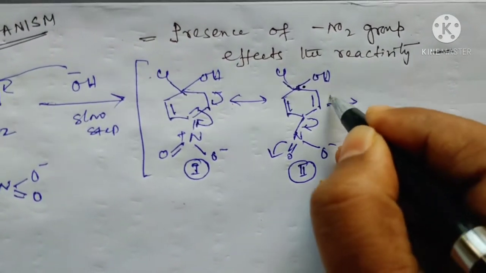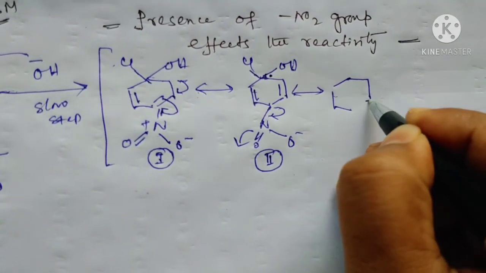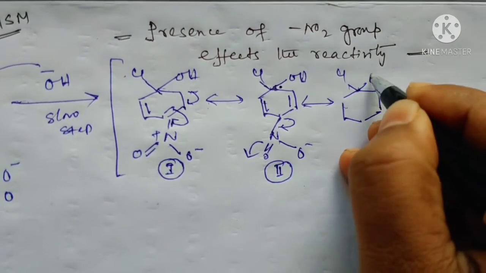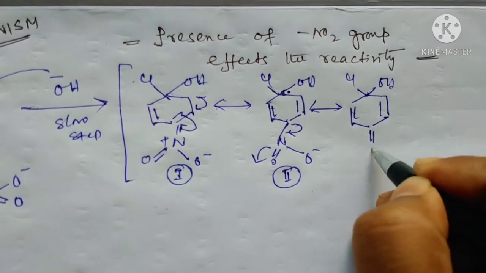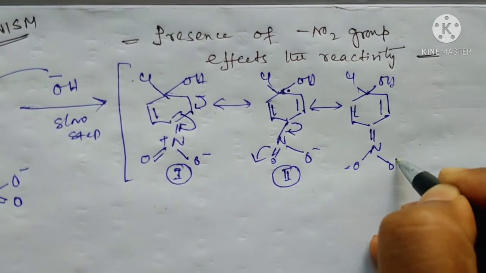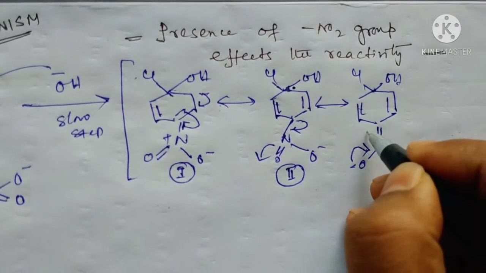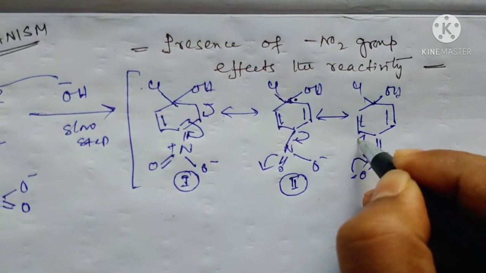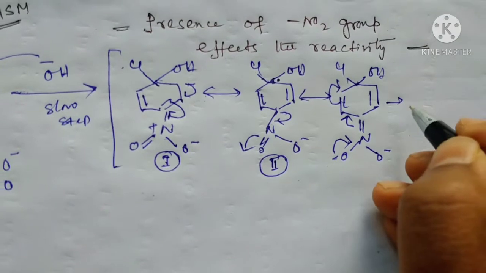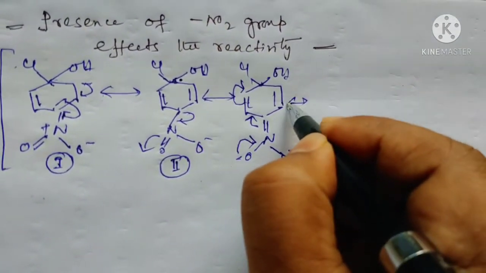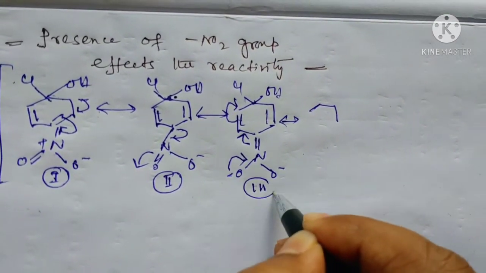Now in the next step it forms, these are all the same. Now this negative ion moves back and then again it forms a double bond over here and then it will form the negative ion over here, okay. Now you can see these are all resonating forms. I'm marking it as 3, okay.